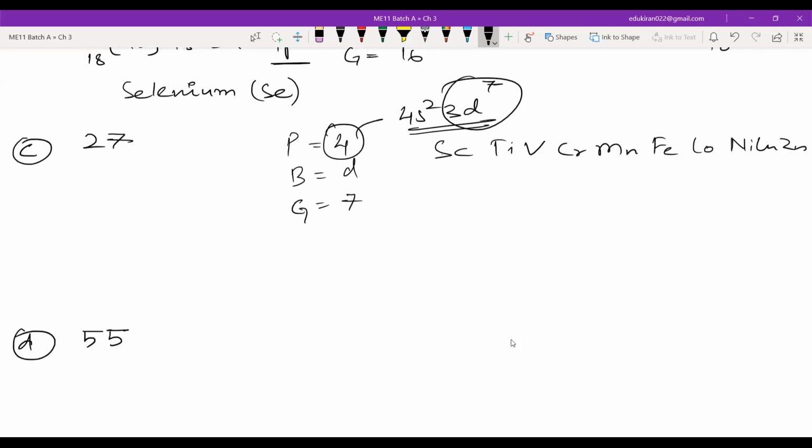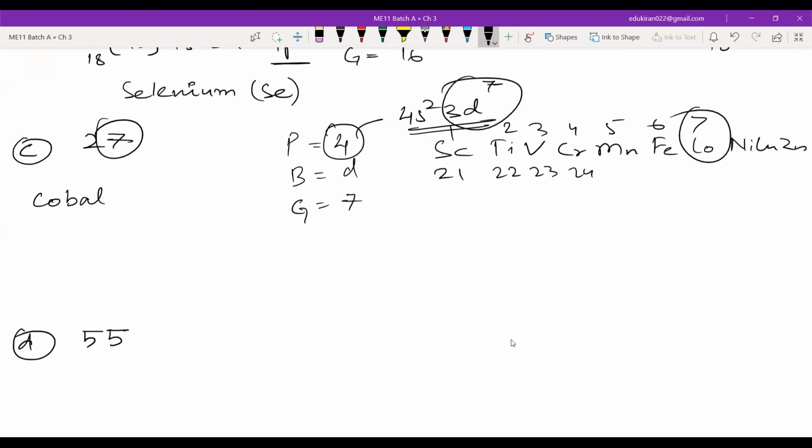Before scandium, you have calcium, that is 20. This is 21, 22, 23, 24. Now in the 3d series, just count 1, 2, 3, 4, 5, 6, this number 7. You will get cobalt. This is Co for cobalt. So see, this number and this number is the same. 4s2. All this will be 21, 22, and zinc will be just 30.